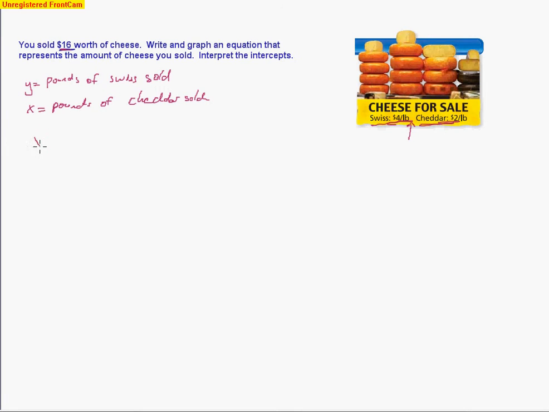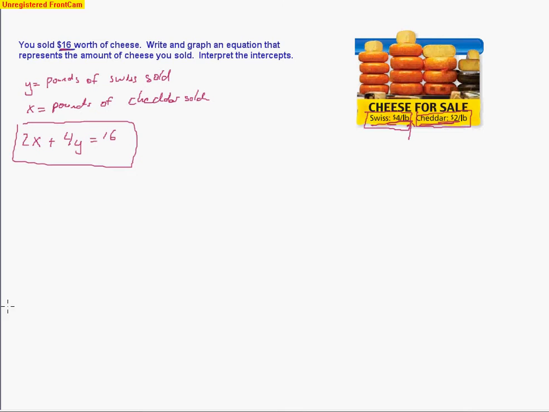So I'm going to go ahead and write my equation. I'm going to write 2x because I have cheddar here. So 2x plus 4y. Where did I get those? Well, right here. Cheddar is $2 per pound, so 2 times the number of pounds of cheddar. And then the 4 came from right here. 4 is the cost of a pound of Swiss, $4. So $4 times the pounds of Swiss sold is going to equal 16. So now we've written the equation.